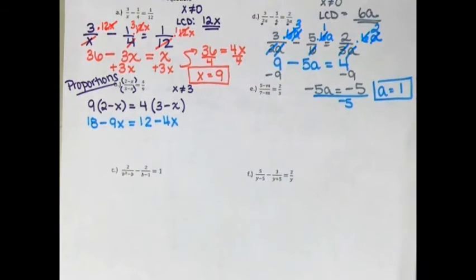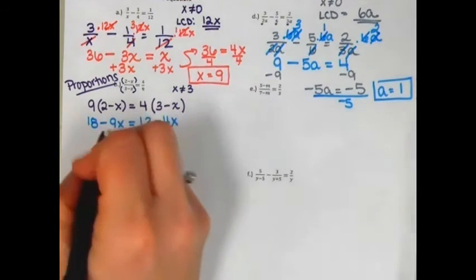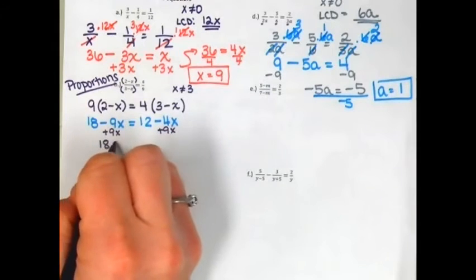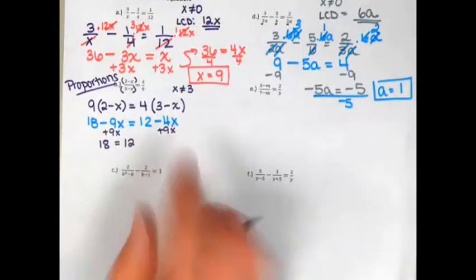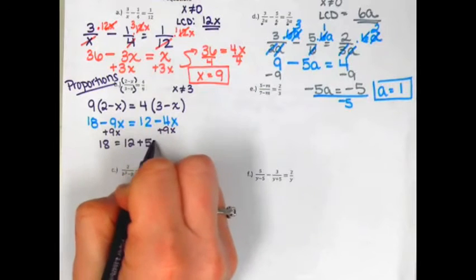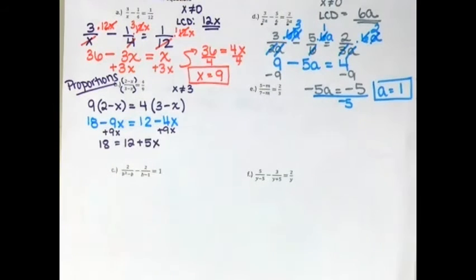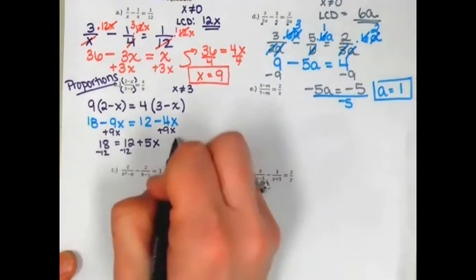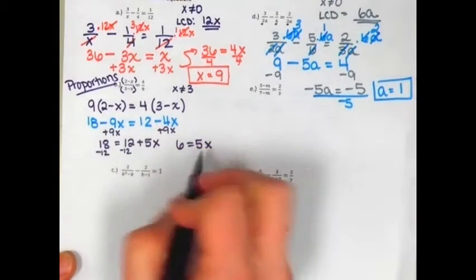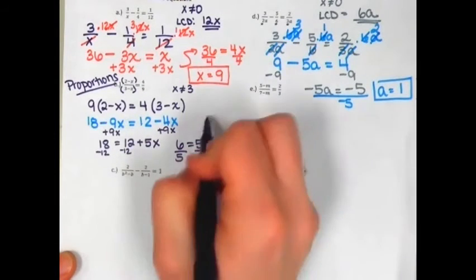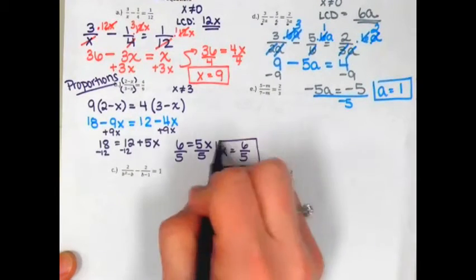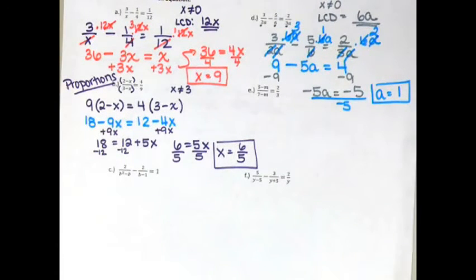Now, do you guys want to move the 9x or the 4x? 9x, and how would I move a negative 9x? I would add it. So 18 equals 12, and what's a negative 4x and 9x? 5x. Then how do I move the 12 over? Subtract it. And I get what? 6 equals 5x, and then what? Divide by 5. So x is 6 over 5. So again, was it 3? No. Okay.